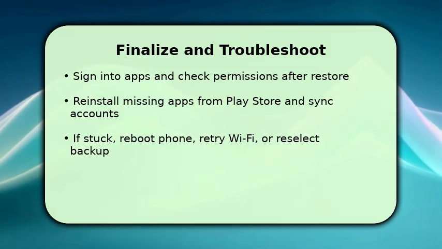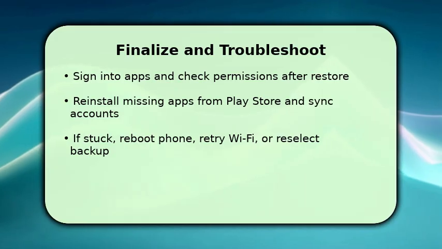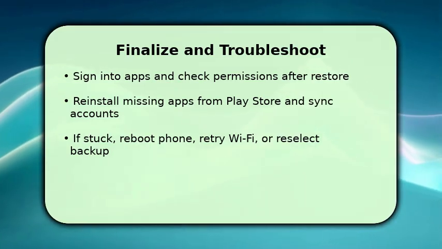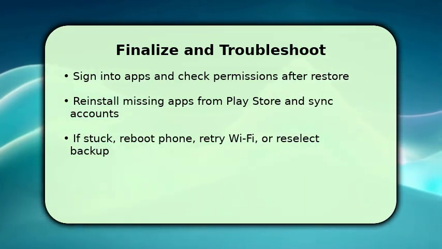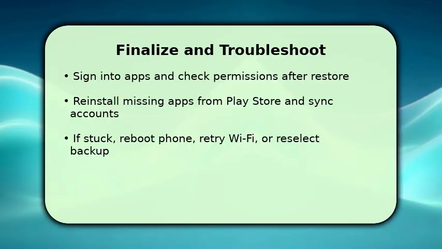If something goes wrong, restore stalls, apps fail, or backup not found, reboot the phone, reconnect to Wi-Fi, then retry the restore or reselect a different dated backup. If necessary, temporarily disable VPNs that may block Google services.